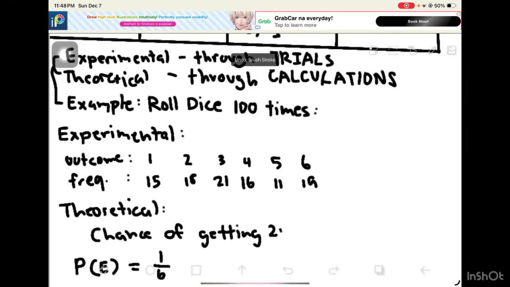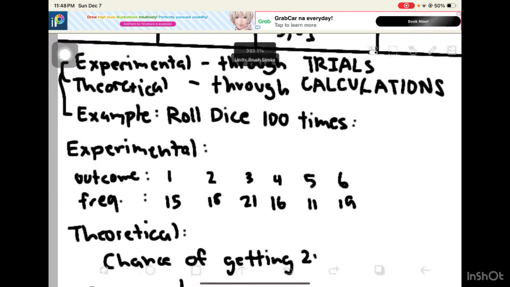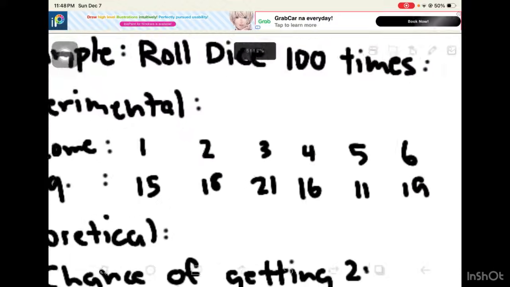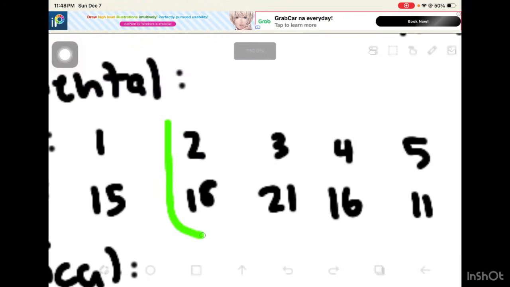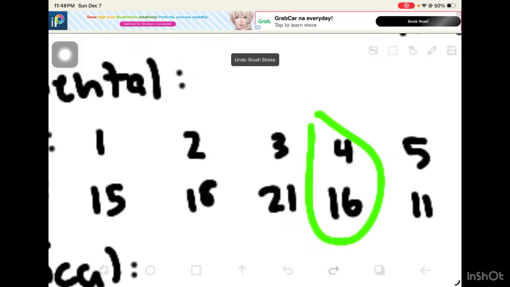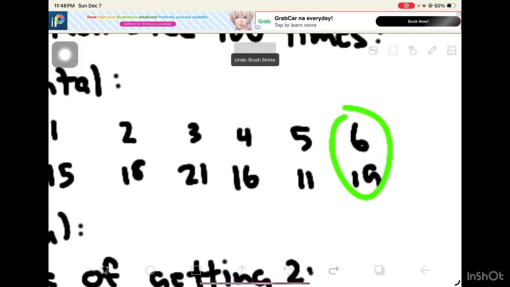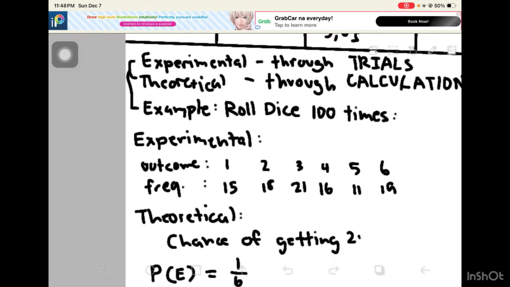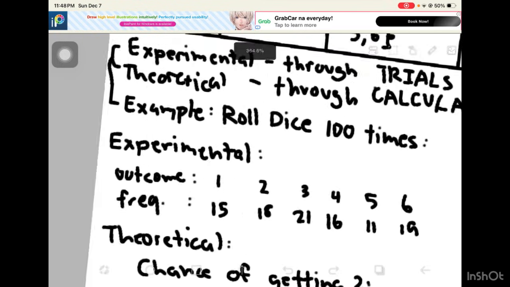So trials or experimental probability is more on analyzing the tables and what's given to you. If you want even numbers, just add the 2, the 4, and then the 6. Then you get your answer. If you want odd, add up the odd numbers. You just need to analyze the problem, and then it'll be very simple.